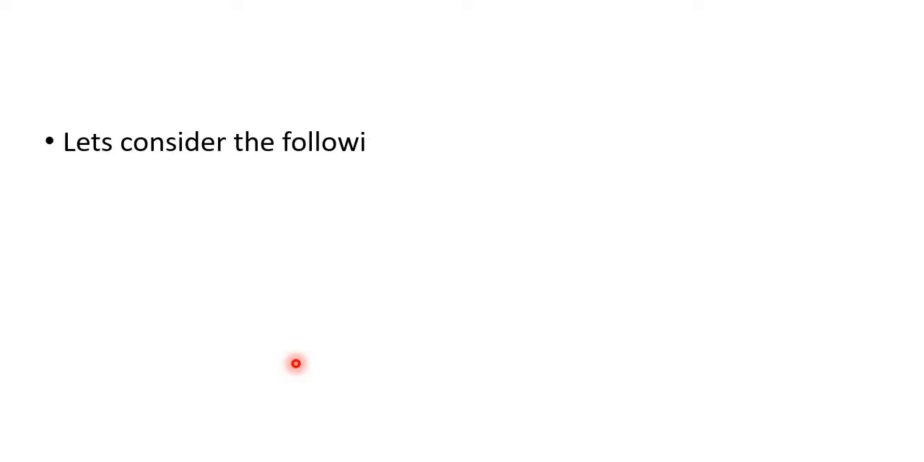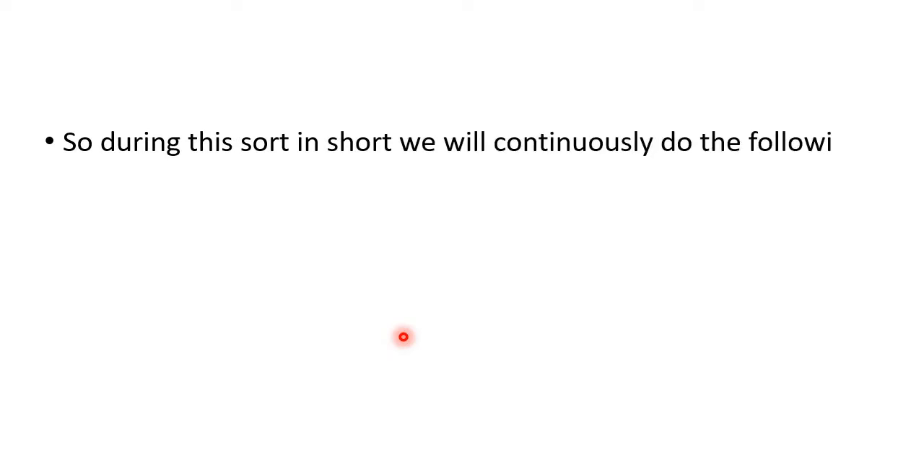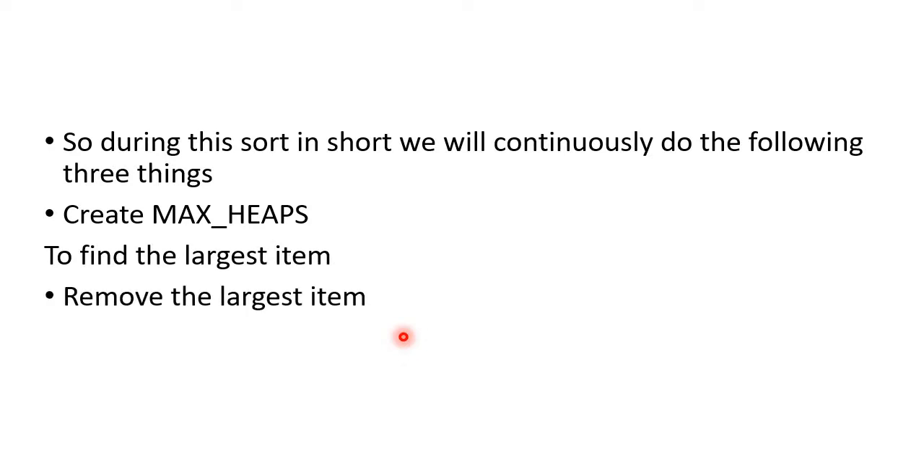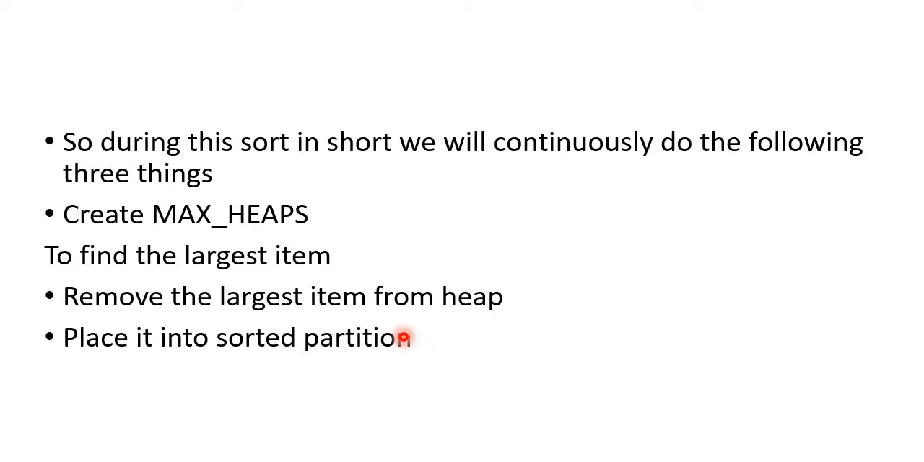First of all, let's consider that we have an array that is to be sorted. This is our array which needs to be sorted. So it is an unsorted array. During this sort, in short, we will continuously do the following things. First of all, we will create a max heap to find out the largest item. Then we will remove that largest item from the heap and place it into the sorted partition.